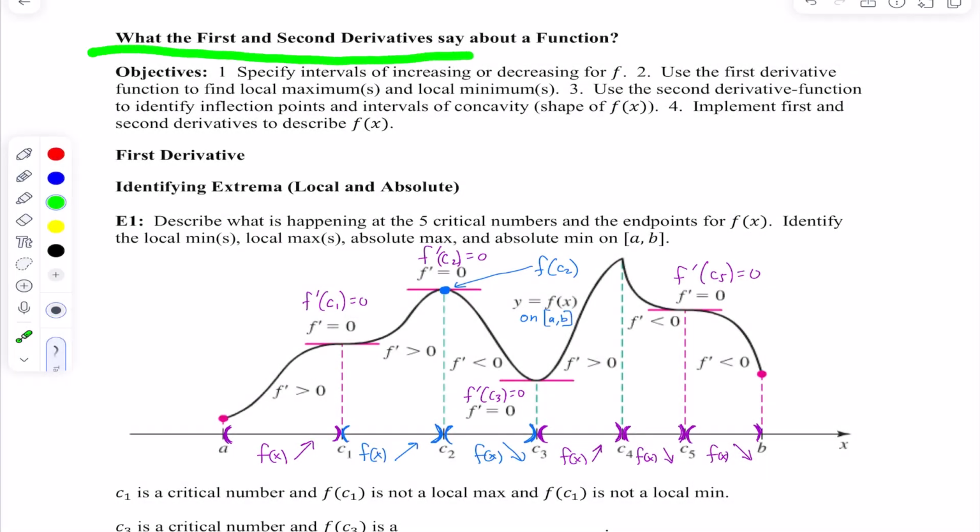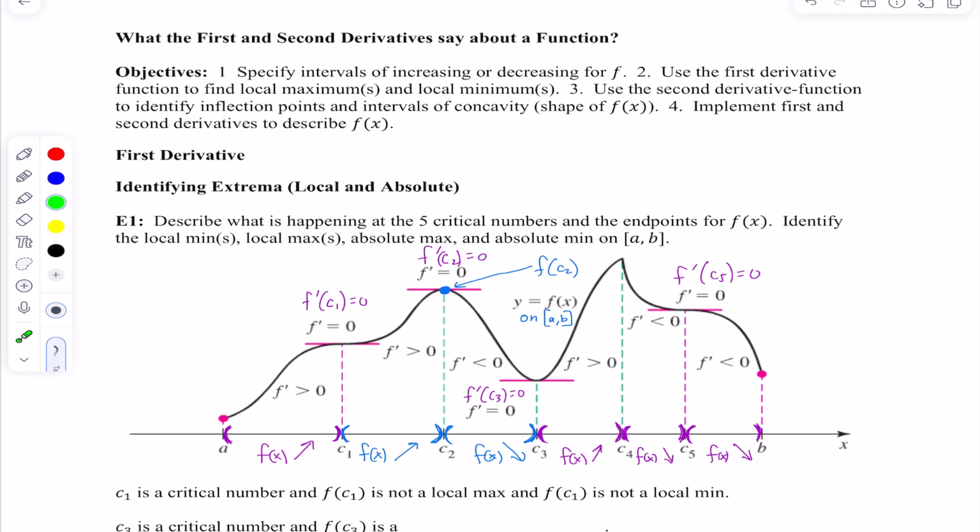What do the first and second derivatives say about a function? Our objective today is to specify intervals of increasing or decreasing for a differentiable function. We'll use the first derivative to find local max and local mins as they exist. We'll also use the second derivative to identify inflection points and intervals of concavity, which determines the shape of the function. In short, we'll implement first and second derivatives to describe our differentiable function.